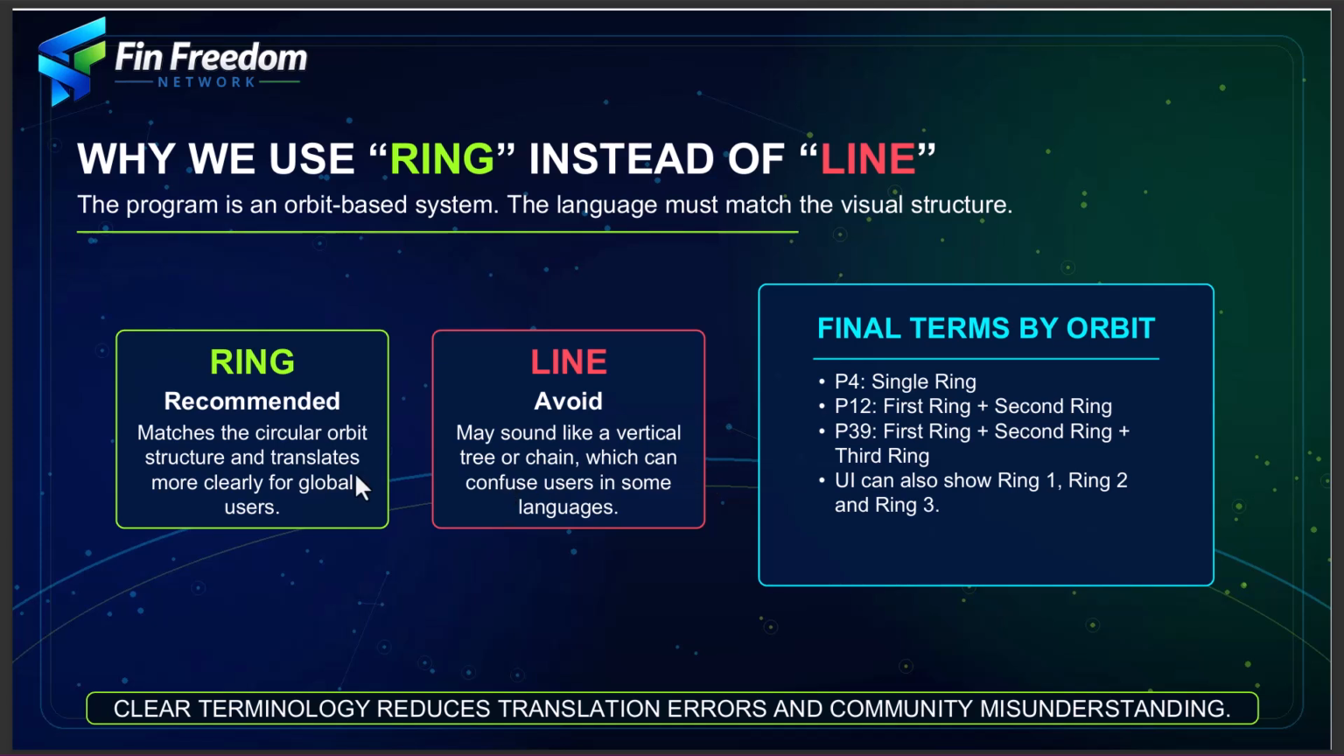We use ring instead of line because it's a circular orbit structure and translates more clearly for global users. As we proceed, you will hear me use P4, P12, P39, and so on. P4 has a single ring, P12 has a first ring and second ring, and P39 has a first ring, second ring, and third ring. So when you hear me say ring 1, ring 2, ring 3, I'm referring to the ring in the orbit of your structure.